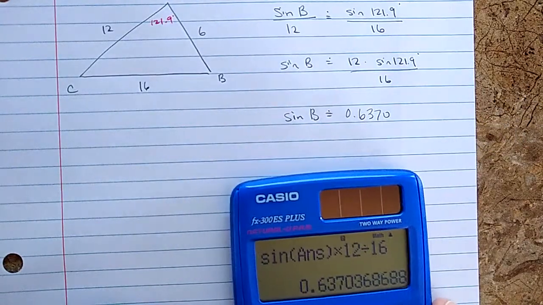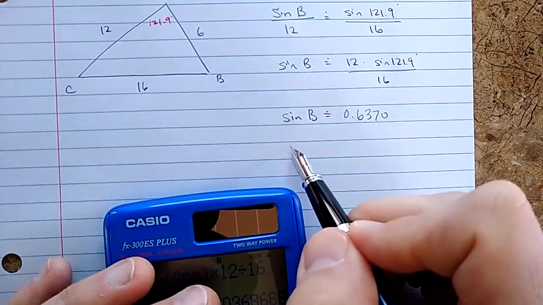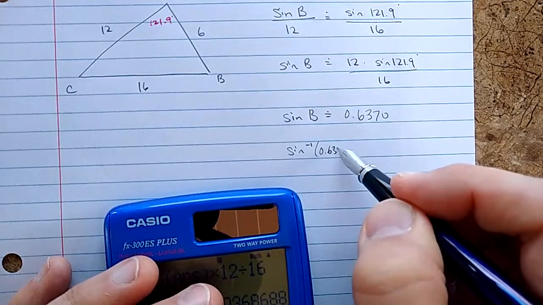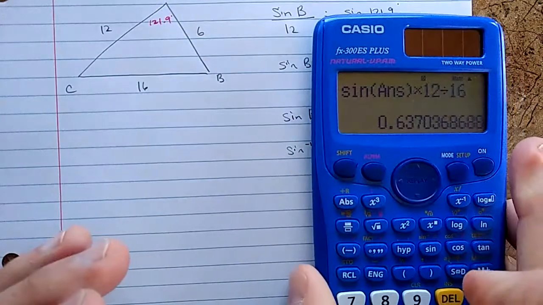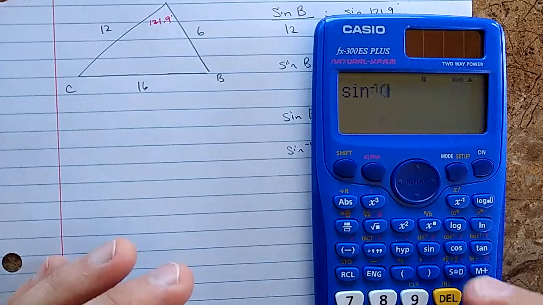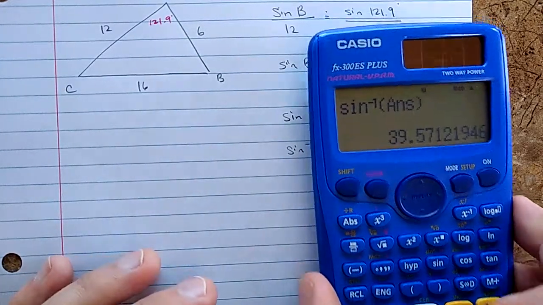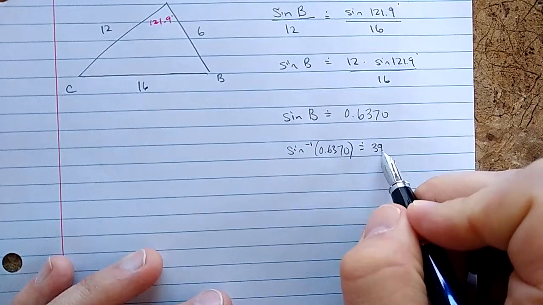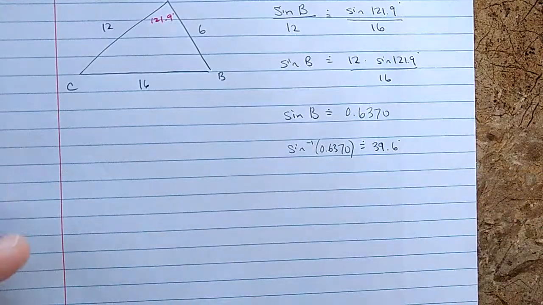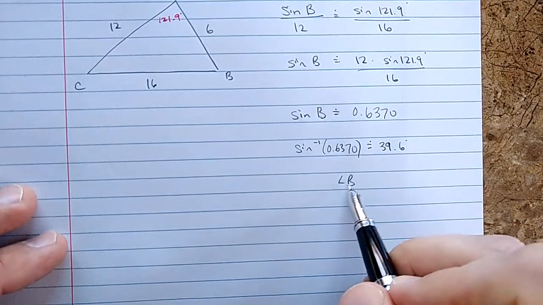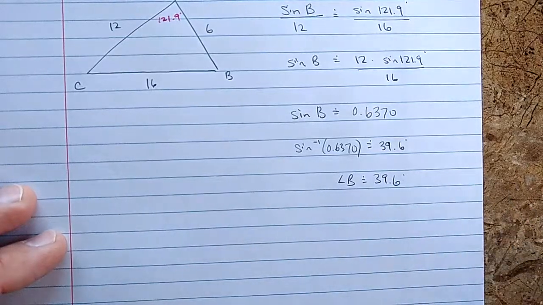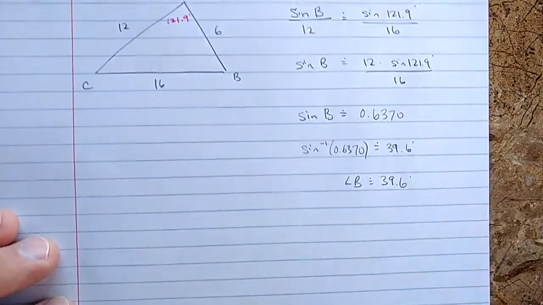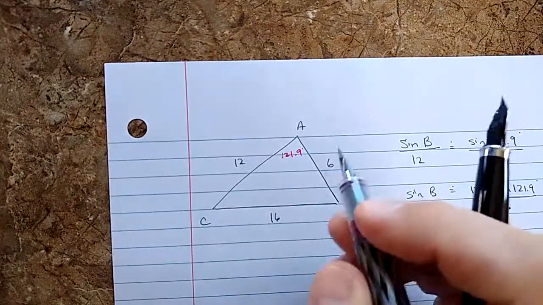0.6370. Okay, let's do sine inverse. And it really will be angle B now because I know that I'm going to get an acute angle. So sine inverse of this, 39.6. All right, we are almost there, and that is angle B. Okay, and angle C then, we need the sum of the, let me write that in the triangle, I suppose, 39.6.